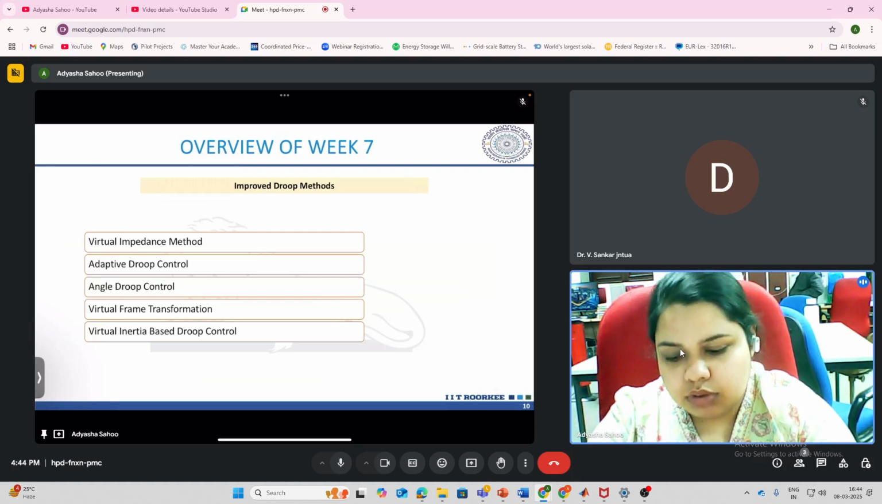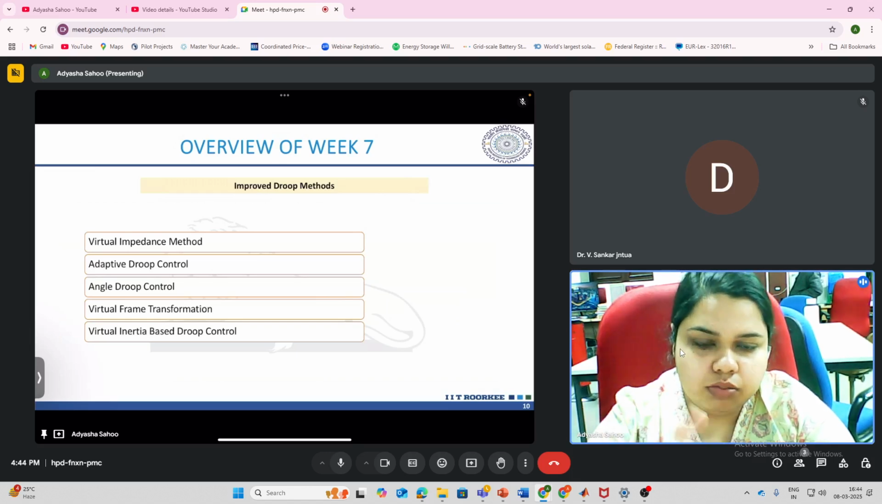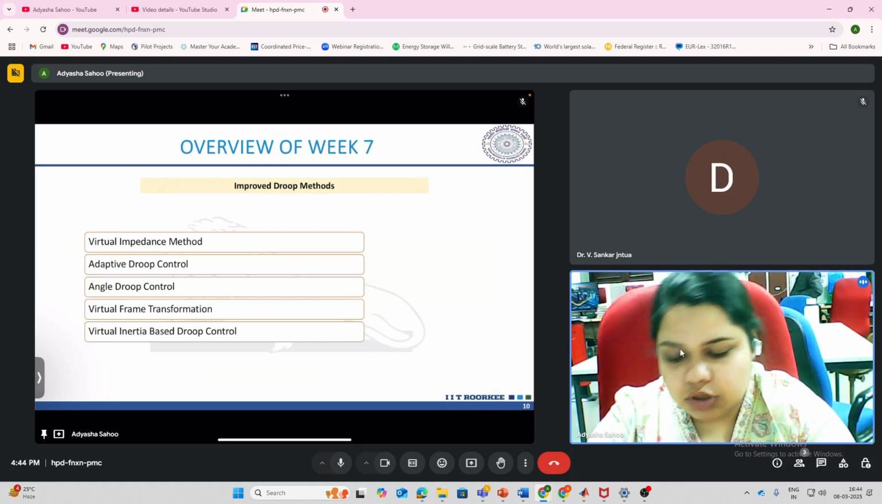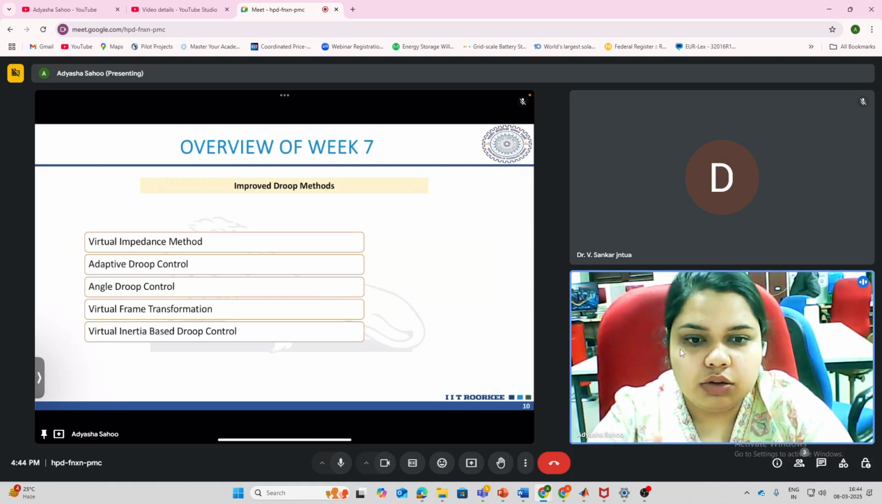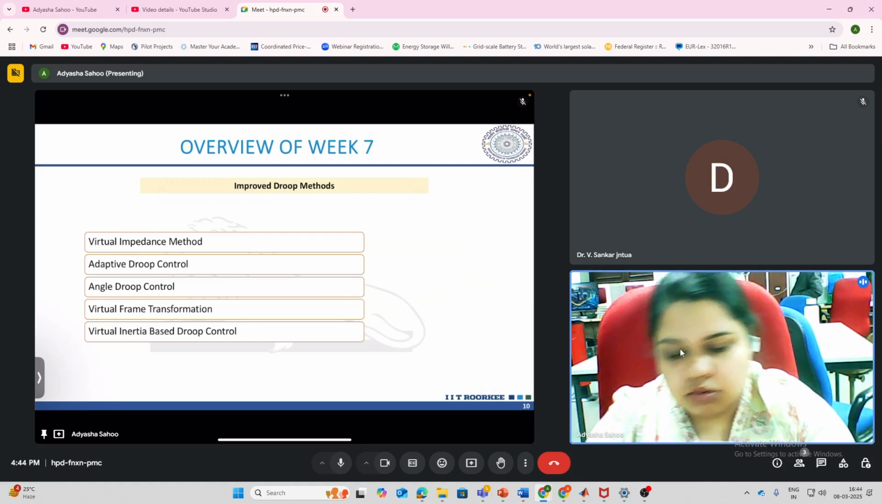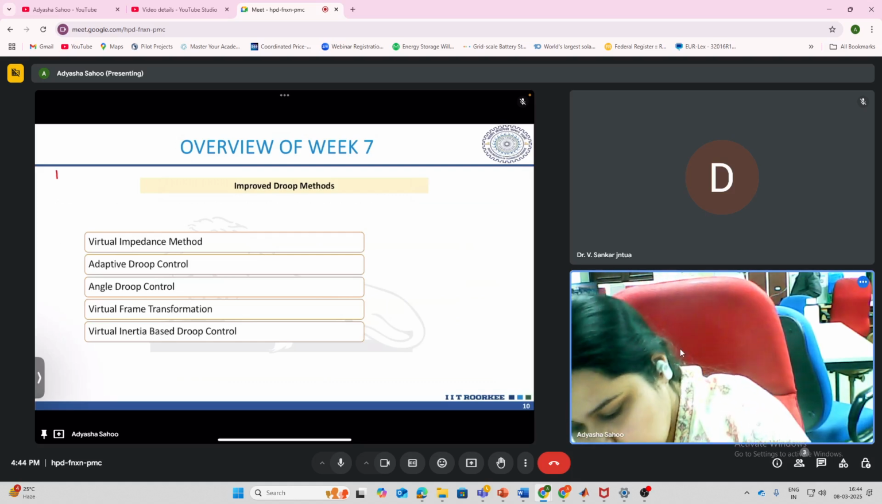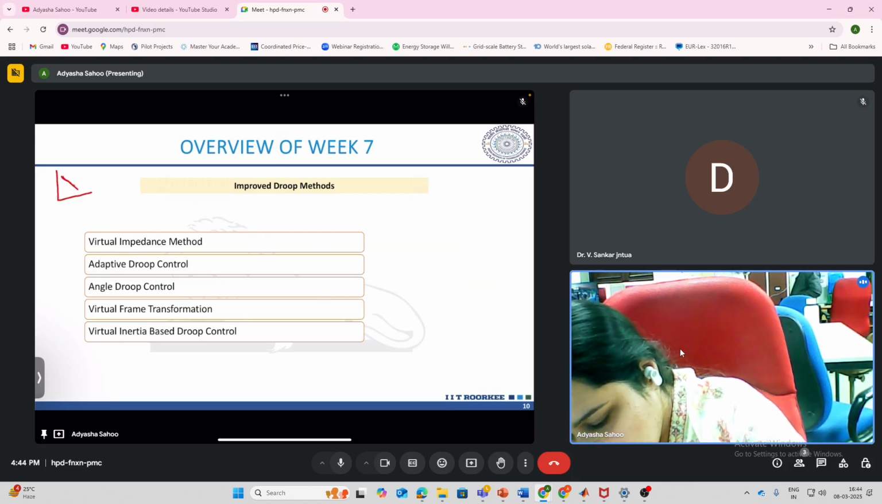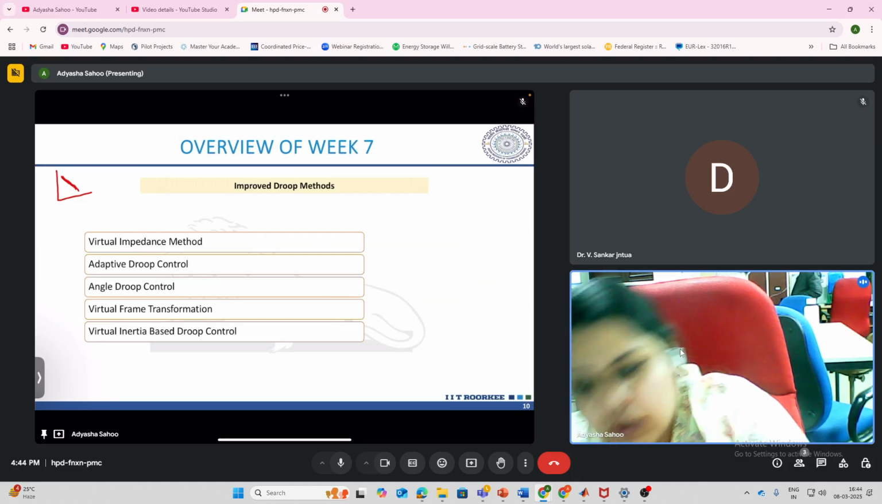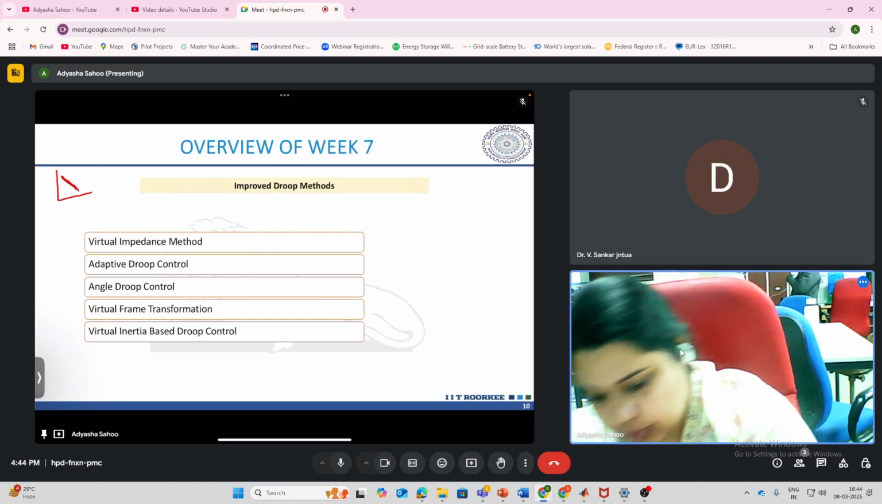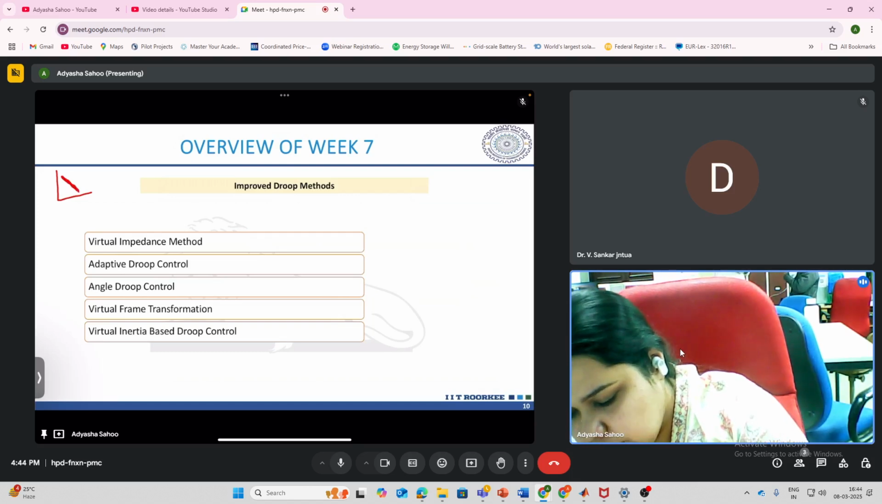Now the improved droop methods, what you do to build upon the droop methods. Using the virtual impedance method, we try to include the effect of the lines that are connected. Then you have adaptive droop control. You saw that the vanilla droop control method or pure droop control is something like this, where you have a decreasing slope, basically a line with such characteristics.